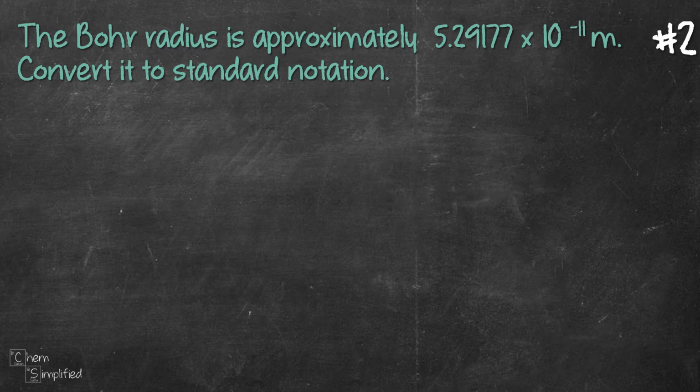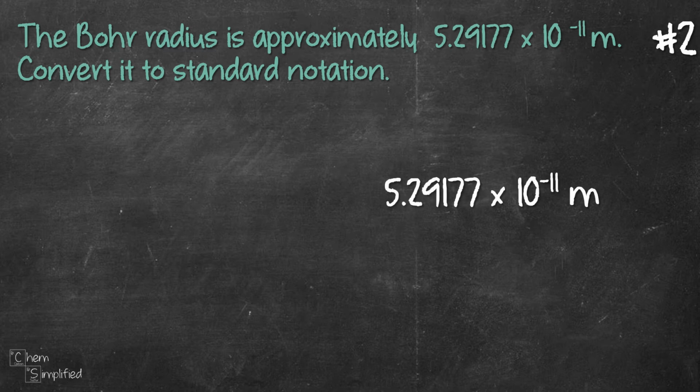This is the opposite of the first question. Here we need to convert from scientific notation to standard notation. So we write out 5.29177 times 10 to the power of -11. As you can see, it has a negative exponent value, so that means it's a very small number, far smaller than 1. So we'll need to move the decimal point all the way to the left 11 times like this.